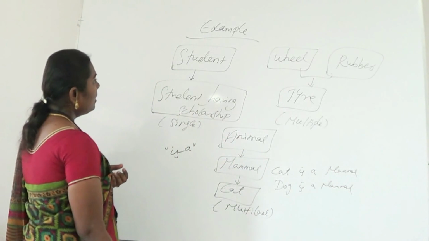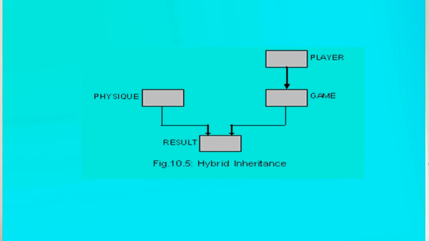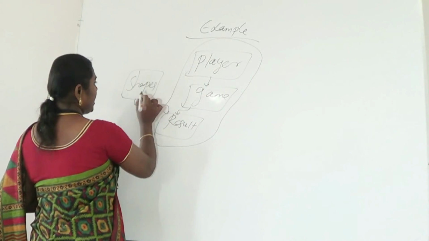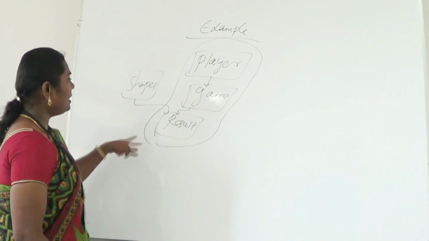And the fourth one is hybrid inheritance. We can take it as an example: player, game, and achieve result. First we have to say a shape or figure. From the figure can achieve result. Okay, so this is the example of hybrid inheritance. Here we are going to specify both multiple and multi-level inheritance. So this area covers multi-level. And suppose we consider the shapes, game and result, that specifies the multiple inheritance.